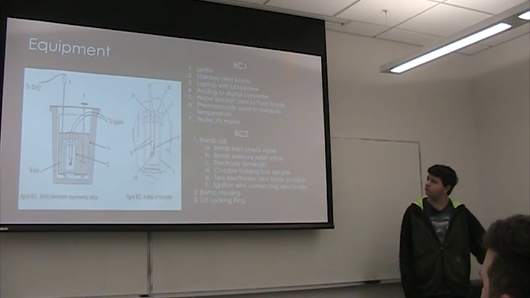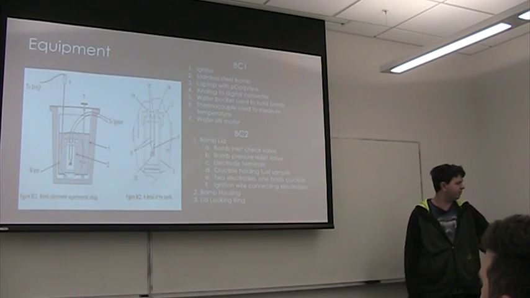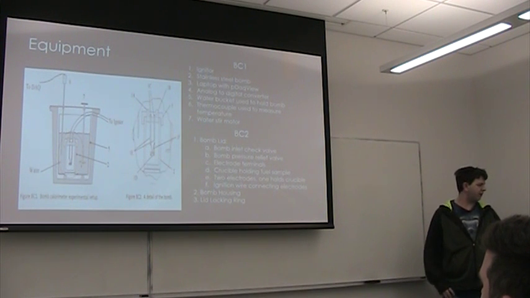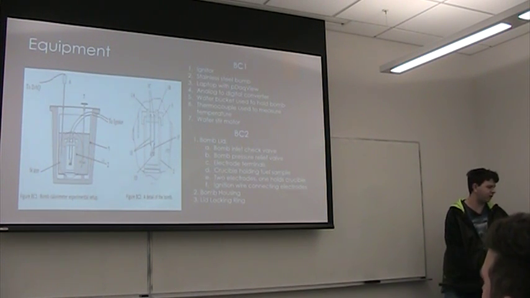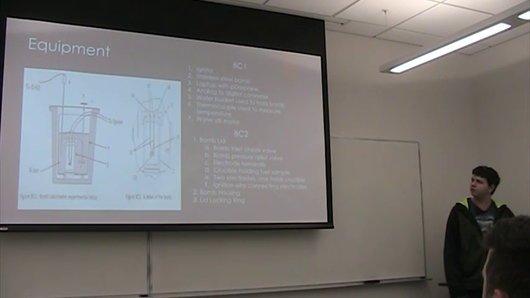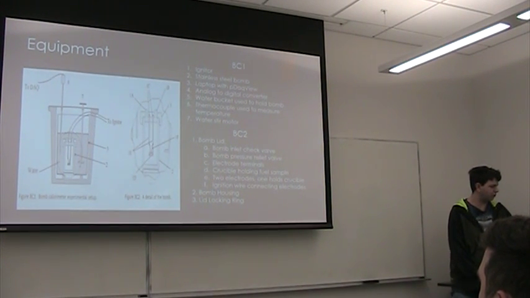So this is a view of the setup of the experiment. We have an igniter, a stainless steel bomb right there. We have a laptop connected to it through an analog digital converter. Here's the water bucket right there, filled with water. Thermocouple right there, and a stir motor to distribute the temperature evenly so we get a good temperature reading. And here's a close-up of the bomb. You have the electrodes, you have the crucible with the fuel on it right there, the housing, some check valve, lock lids, stuff like that.